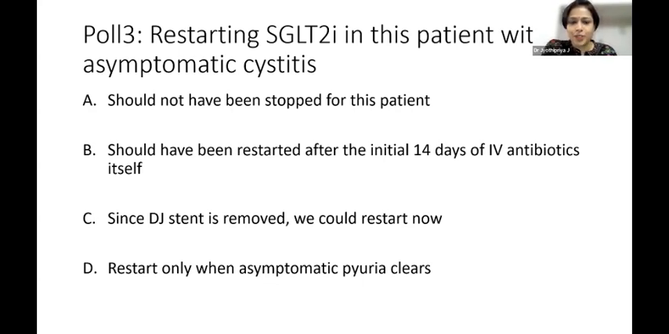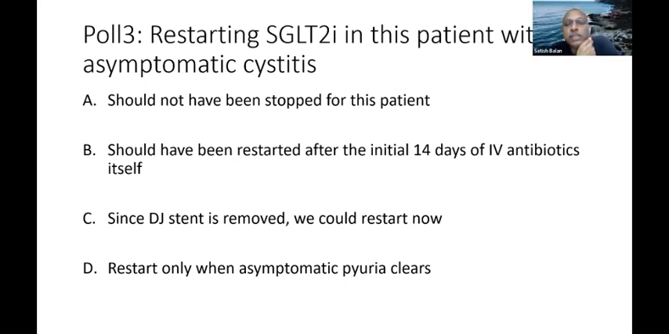So there is a tie between C and D, almost the same. 35% have opted that since DJ stent is removed, we could restart now. And 37% are of the opinion to restart only when asymptomatic pyuria clears. So Dinesh, you can close the poll. So at this point, we can get the opinion from our eminent senior, Dr. Satish sir. Sir, what's your approach in this scenario on restarting SGLT2 inhibitors in a patient who had pyelonephritis and was on DJ stent and now coming for follow-up with urine showing pyuria but no symptoms? So what is your take on this, sir?